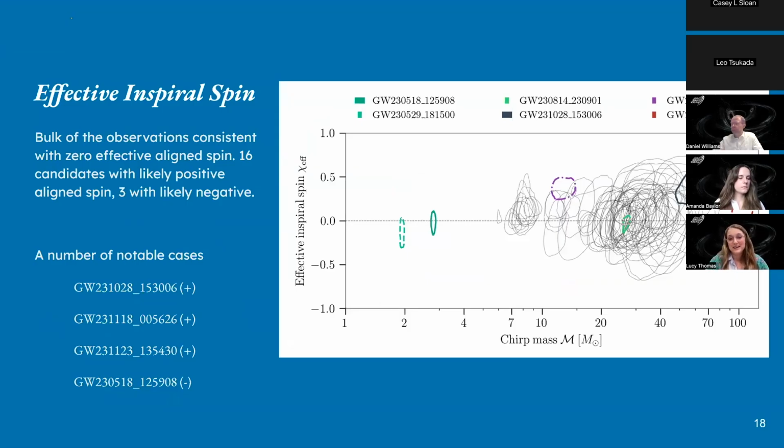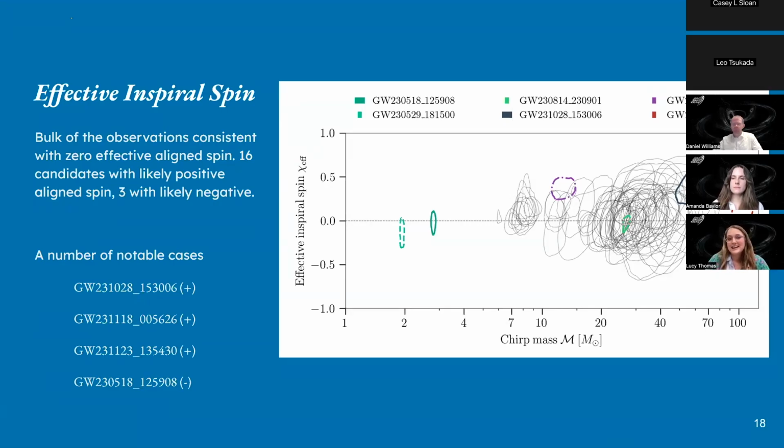If we consider the spins of the source, the bulk of the observations in GWTC-4 are consistent with having 0 effective aligned spin. So the aligned spin, which is chi-effective on the y-axis of this plot, goes from 1, which is saying that the maximum possible amount of spin is pointing in the same direction as the orbital angular momentum of the system, down to -1, which is essentially that the maximum possible amount of spin is pointing in the opposite direction to the orbital angular momentum. And you can see in the plot that for the bulk of the systems that we have, the posterior blobs are consistent with an effective spin of 0.